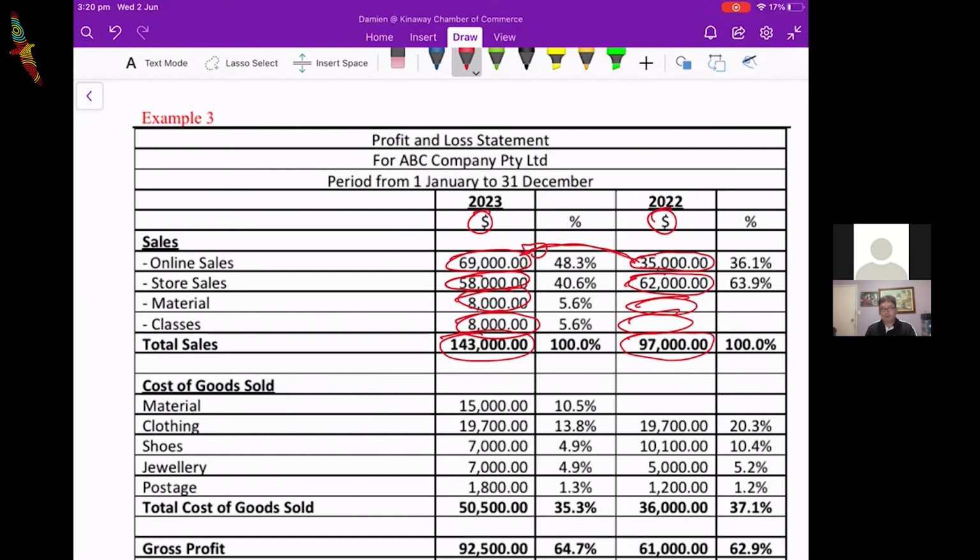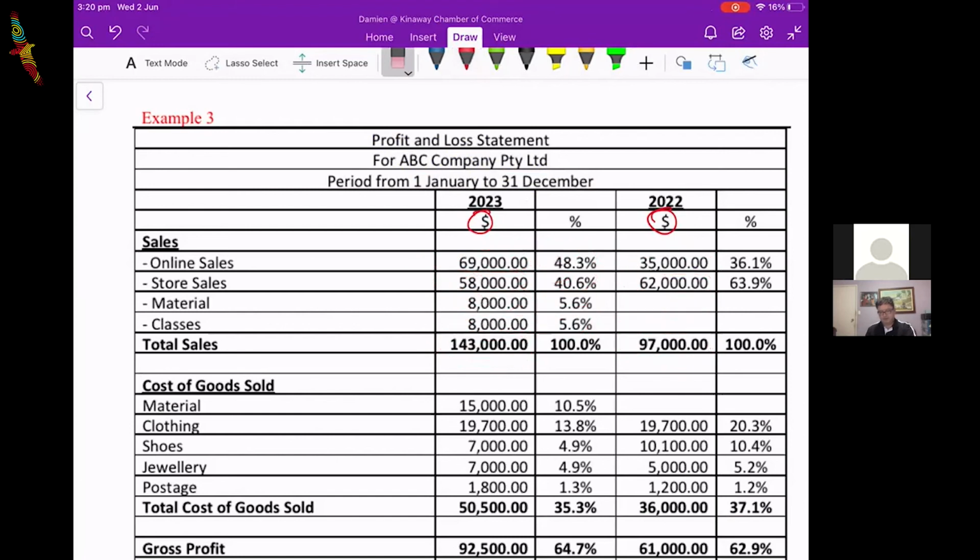And just looking at the numbers, we can see that our online sales make up almost half of the total sales. We see that, so 48.3%. Store sales make up only 40.6%. So online sales for year 2023 have overtaken store sales as a percentage of the sales. And then we've got up and coming new forms of sales of materials and classes of 5.6% each as well. So that's excellent.